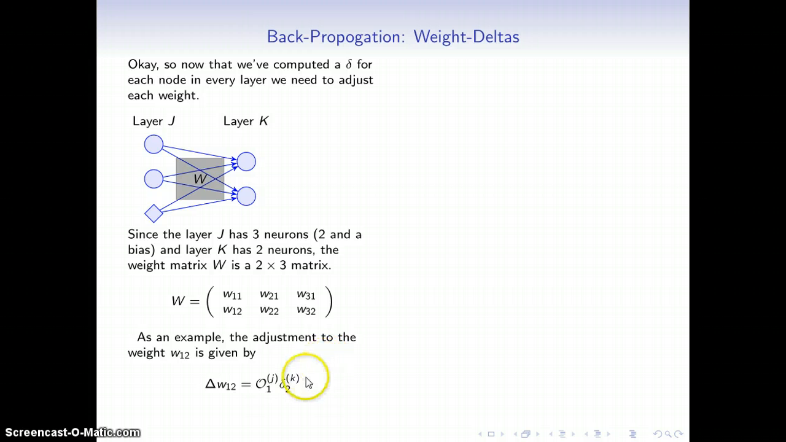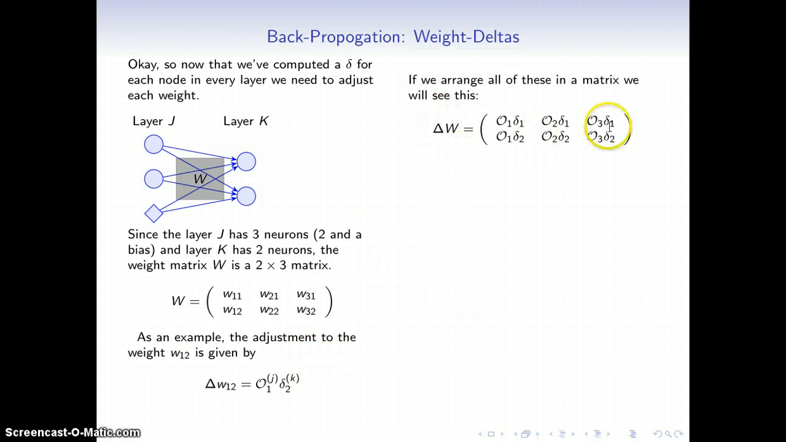All right? So in order to figure out how this matrix should look, let me just write down what all of these elements should be because it's easier to do them individually. Well, let's see, the change in the weight from 1 to 2 is output of 1 times delta of 2. Let's see, the change in weight from 3 to 1, so that's from the bias node to this first neuron, is going to be the output of 3 times delta 1, which is this upper right-hand entry.